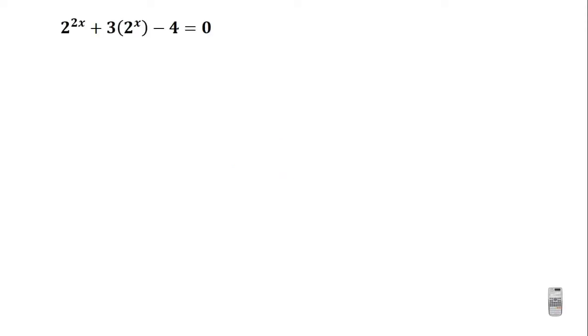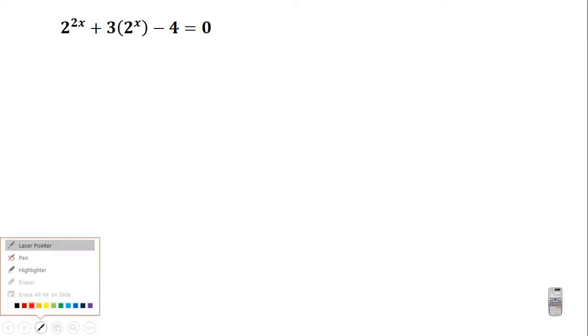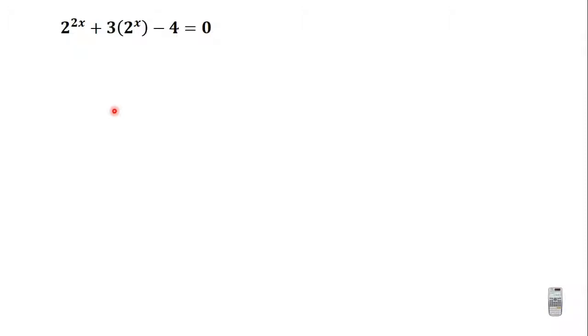The question for this video is 2 exponent 2x plus 3 into bracket 2 exponent x minus 4 is equal to 0. If you look at this example very carefully, it's quite different from all the examples that we've been solving so far. So when you are given a question of this nature, how do you solve it? The first thing you need to do is to rearrange the equation.